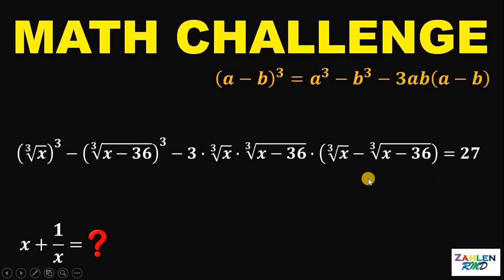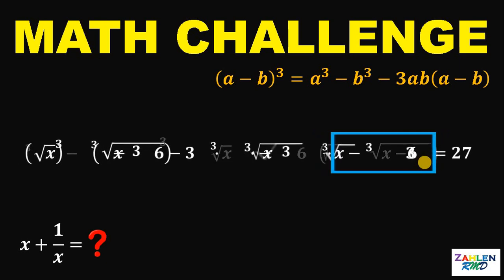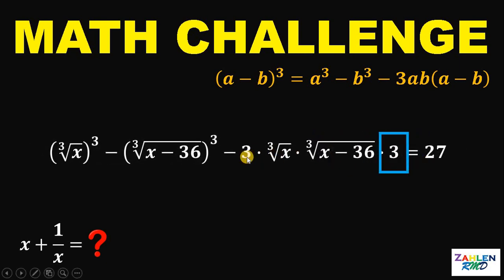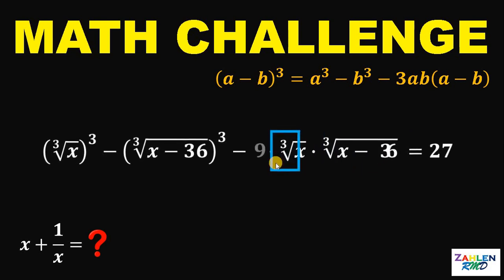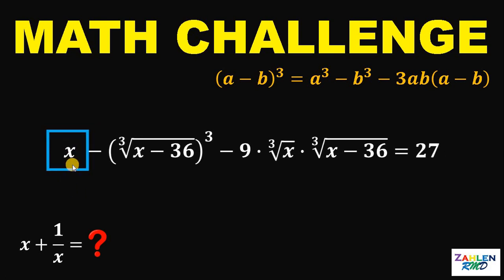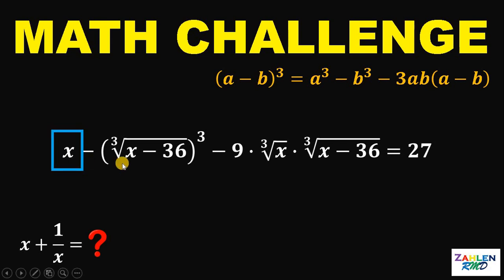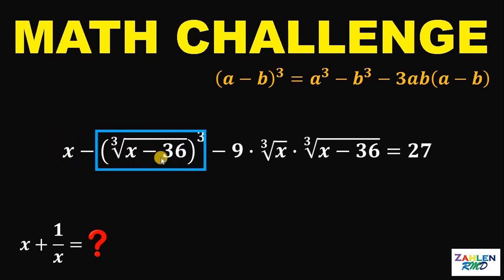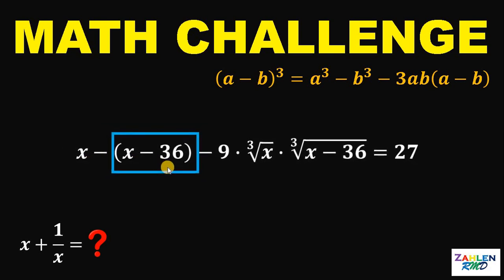Now, let's simplify some terms. Notice that this cube root of x minus cube root of x minus 36 is our given equation, and it is equivalent to just 3. Now, 3 times 3, this will give us 9. Now, let's simplify other terms on the left-hand side. Take note that this cube root of x raised to 3 is simply x. And also, this cube root of x minus 36 raised to 3 is just x minus 36.